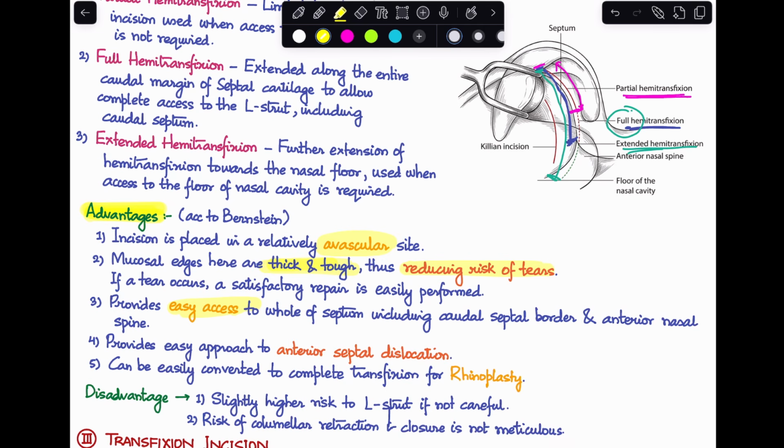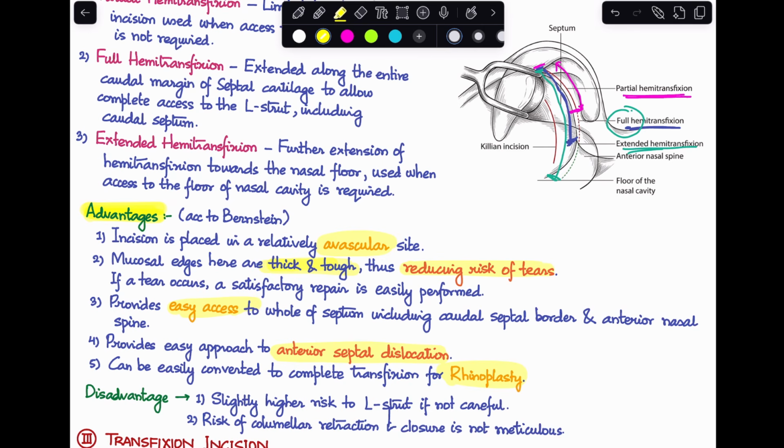Next, the fourth advantage is it provides an easy approach to the anterior septal dislocation, which I just mentioned. And fifth one is it can be easily converted to a complete transfixion incision when you want to perform a rhinoplasty. So these are the 5 different advantages according to Bernstein of the Freer's incision, and this you should remember by heart because this is a very common question asked in your Viva questions.